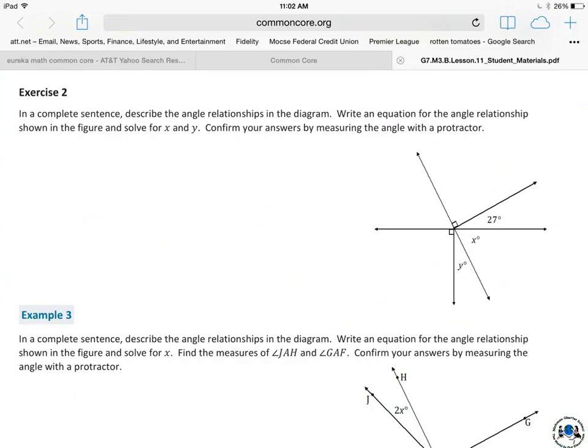Okay, here we go again. In a complete sentence, describe the angle relationship in the diagram. Write an equation for the angle relationship shown in the figure and solve for x and y. Confirm your answers with a protractor. Okay? So yeah, go ahead and do that. Do exercise 2. Come on back and we'll look at it together.